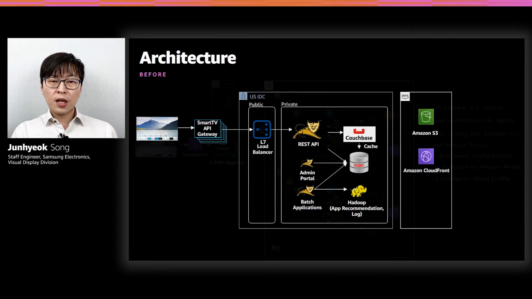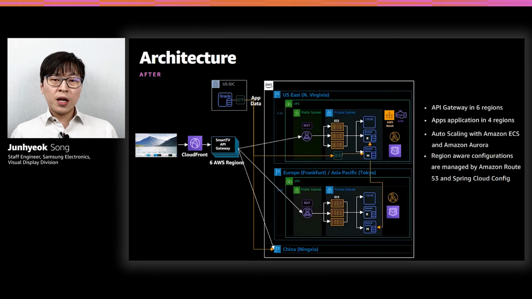In the new architecture, major changes are multi-region architecture and auto-scaling for web application and database. There is the CloudFront in front of Smart TV API gateway servers to protect from DDoS and reduce network latency and cost. To process the global traffic from geographically distributed server, Smart TV API gateway servers are running in 6 regions, and apps service applications are running in 4 AWS regions, including China Ningxia region.